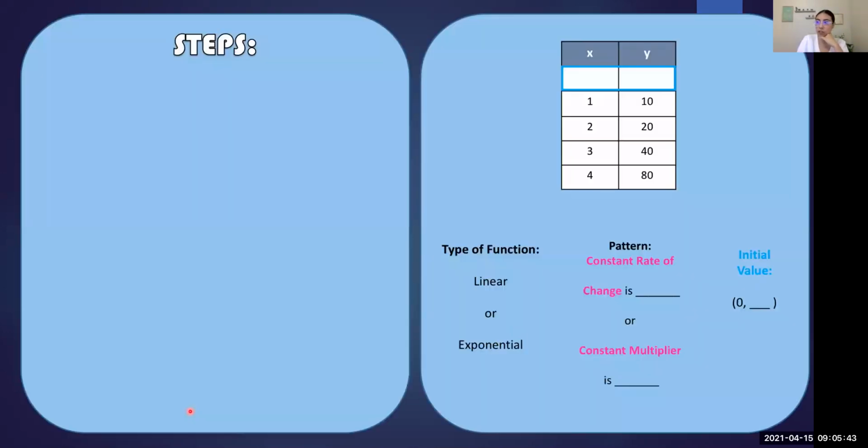So we're going to move on to your notes, and we're going to go ahead and work through a couple of examples that are very similar to homework number 13, same format, but it should meet all of those 3 objectives. So we're going to start off by giving you steps. So when you see a table like this, how do we distinguish? How do we tell if it's linear or exponential?